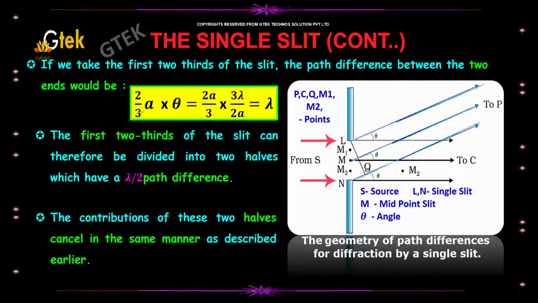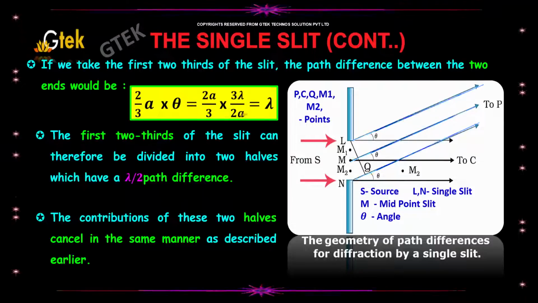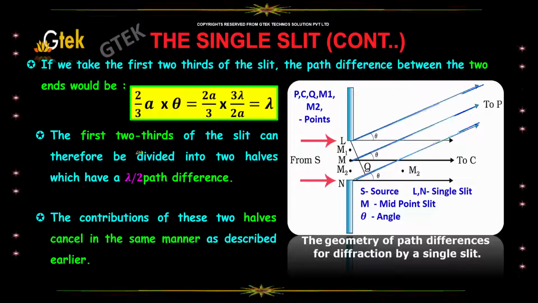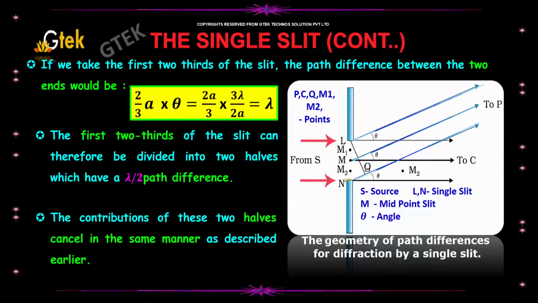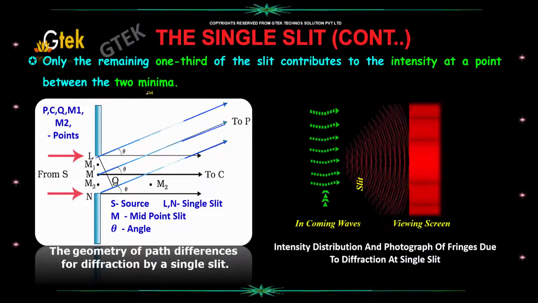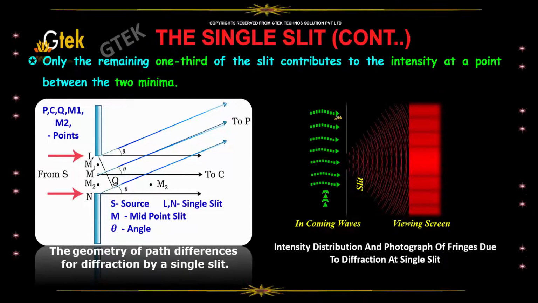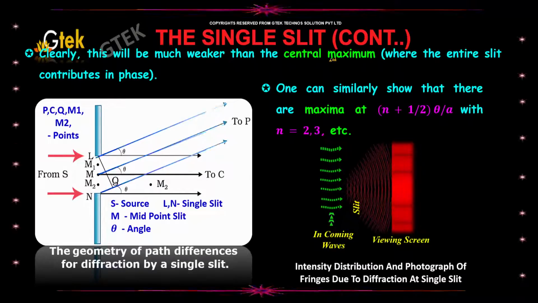If we take the first 2/3 of the slit, the path difference between the two ends would be 2a by 3 into 3 lambda by 2a, which is obviously lambda. The first 2/3 of the slit can therefore be divided into two halves, which have a lambda by 2 path difference. The contributions of these two halves cancel in the same manner as described earlier. Only the remaining 1/3 of the slit contributes to the intensity at a point between the two minima. Clearly, this must be much weaker than the central maximum.